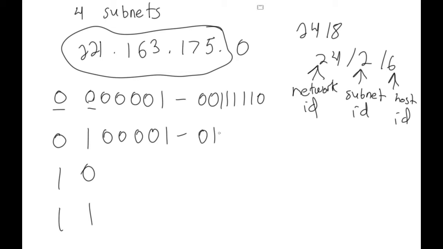0, 1, 1, 1, 1, 1, 0. And remember, this 0, 1 is fixed because I'm in subnet 1. And then this 1, 0 is fixed because I'm in subnet 2. And then this 1, 1 is fixed because I'm in subnet 3. These are the min and max ranges. So this would be min. This is max.